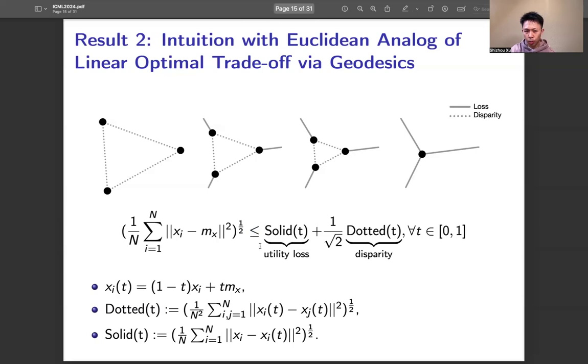So when this lower bound is achieved, there is a clear linear trade-off between the utility loss and disparity, because when the equality is achieved, if one wants to further lower the utility loss, then disparity needs to go high. If one wants to further lower the disparity, the utility loss needs to go high.